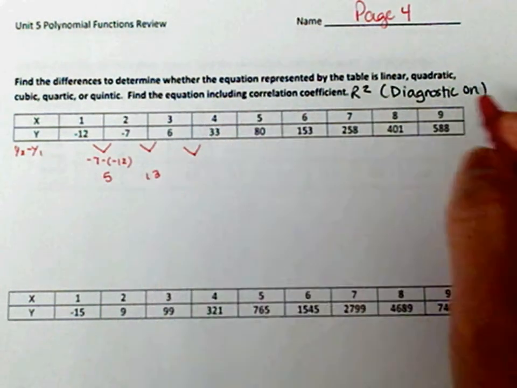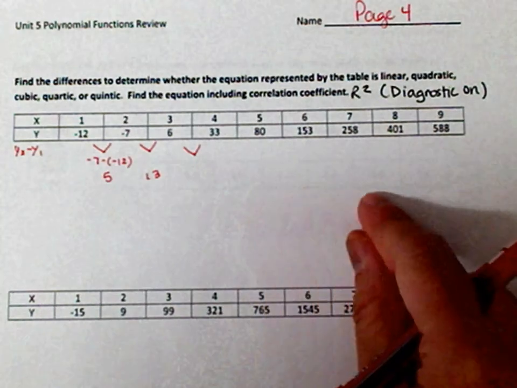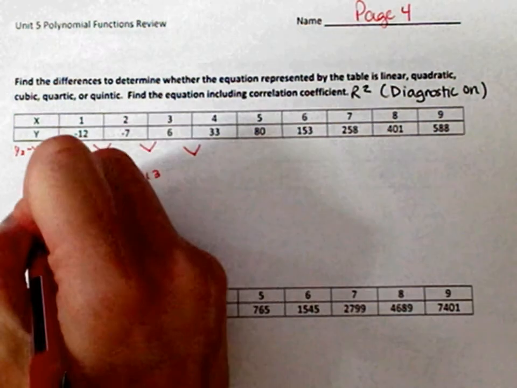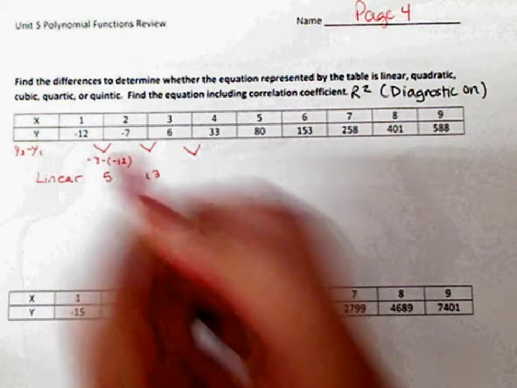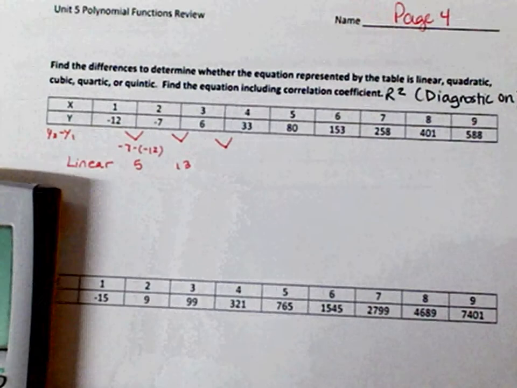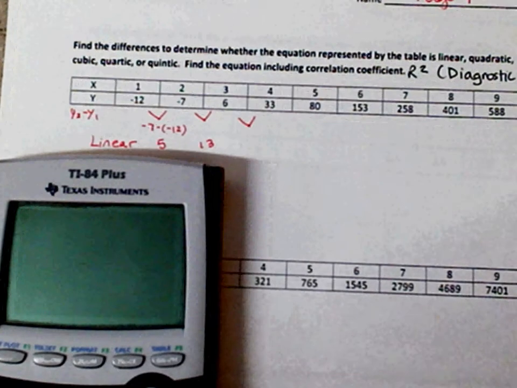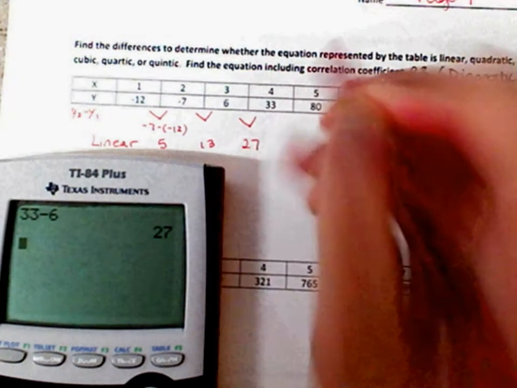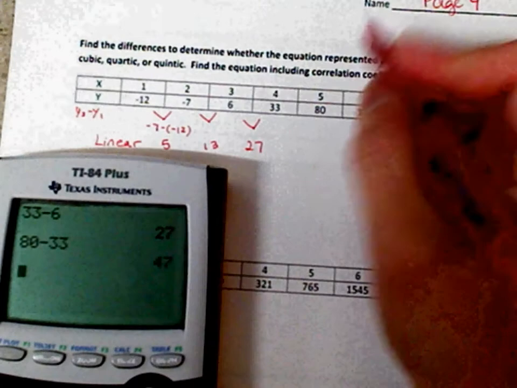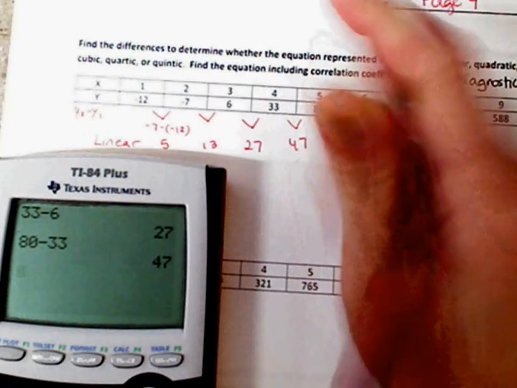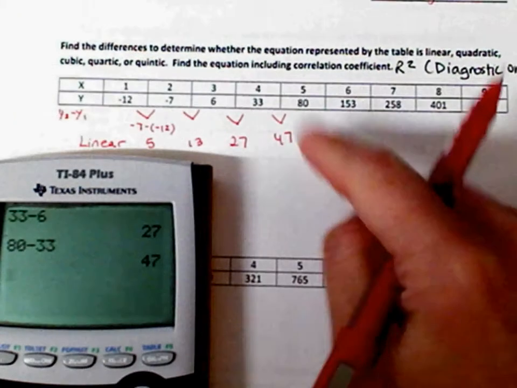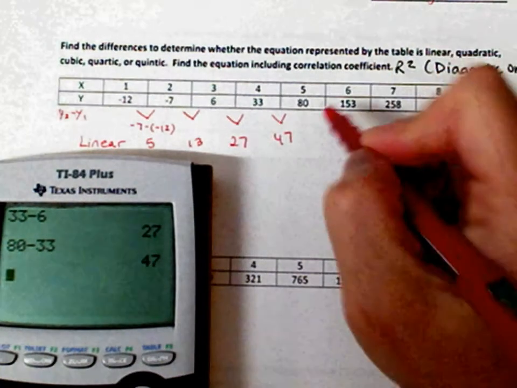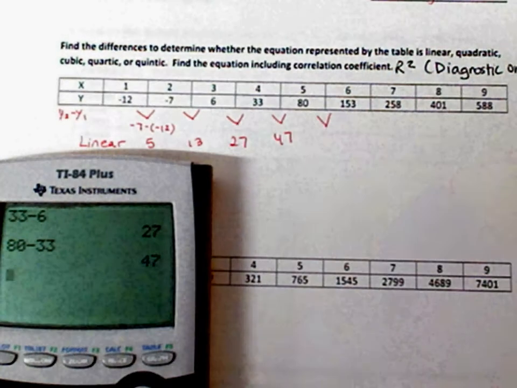And you keep going. If all these numbers were the same, this would tell you it's linear. So we're trying to see if this is linear. If you want to go faster, you are more than welcome to use your calculator and just go 33 minus 6, 80 minus 33. As you can see, it's in increasing order and it is not the same. But I'm going to keep going because I'm going to need these numbers for later.